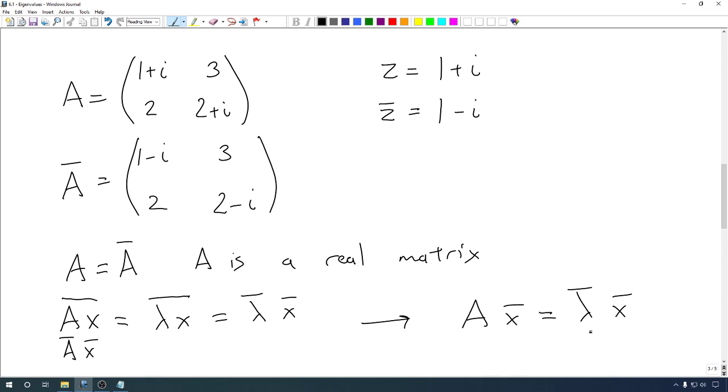So if lambda is a complex eigenvalue of a real matrix, then so is lambda bar, and the eigenvectors of lambda bar are just the conjugates of the eigenvectors of lambda.